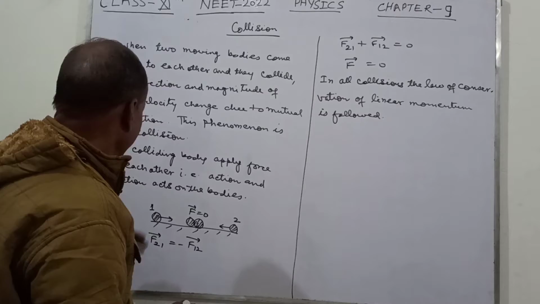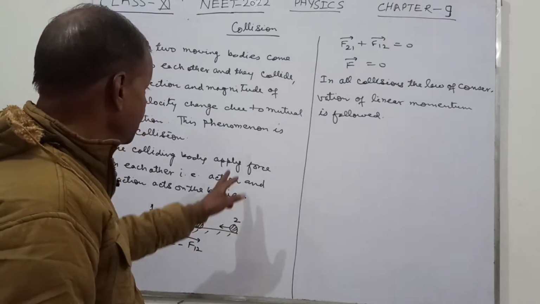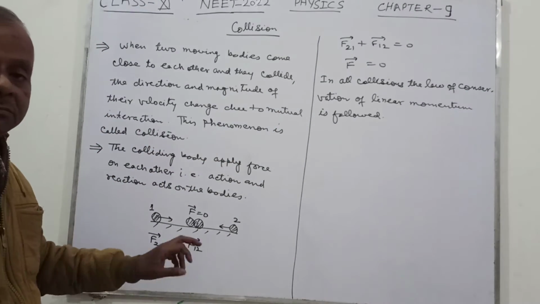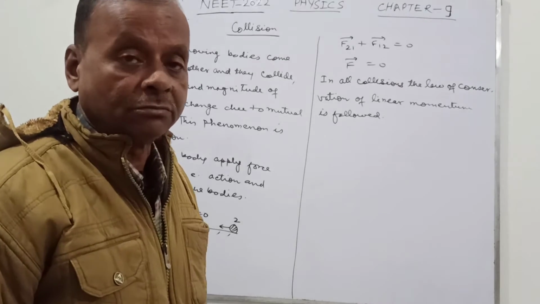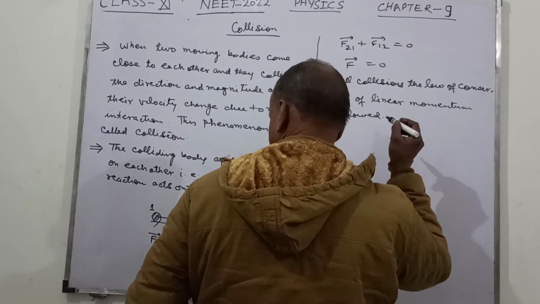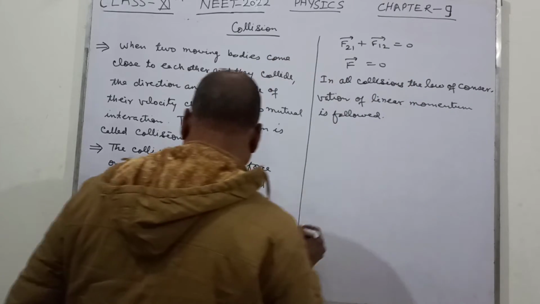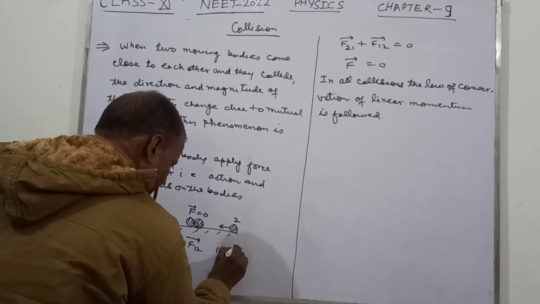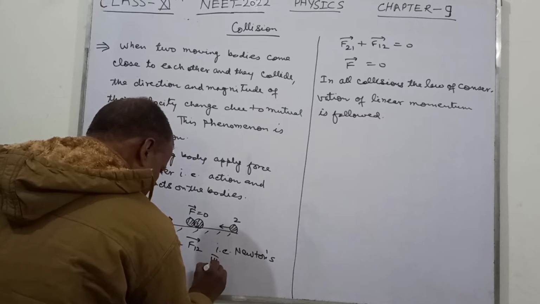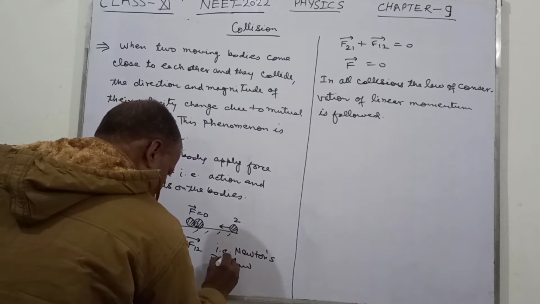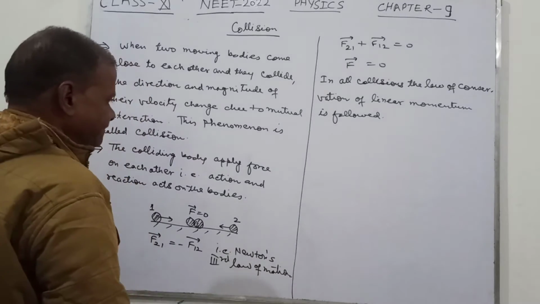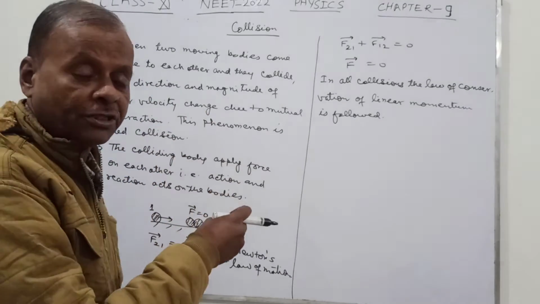So we have action and reaction. This is called the mutual interaction. This is Newton's third law of motion. It means that collision follows Newton's third law of motion.